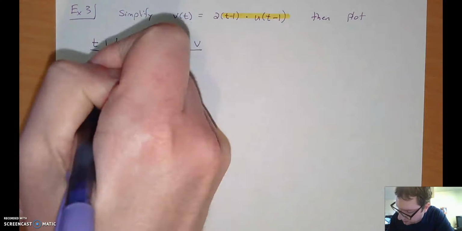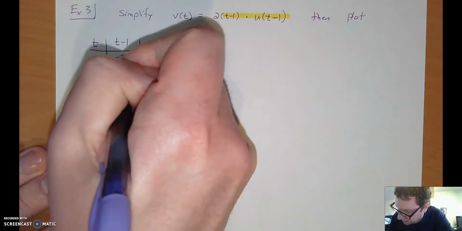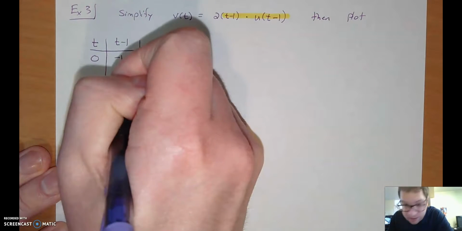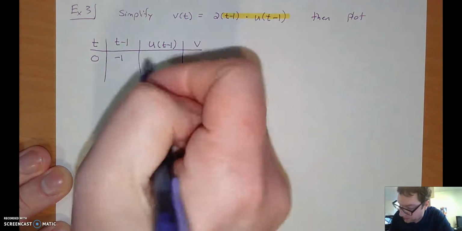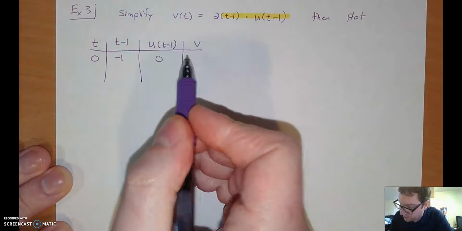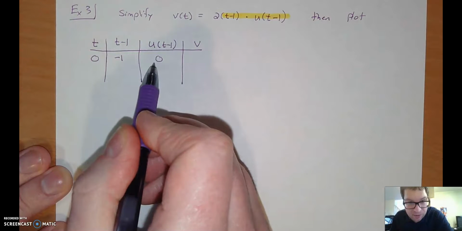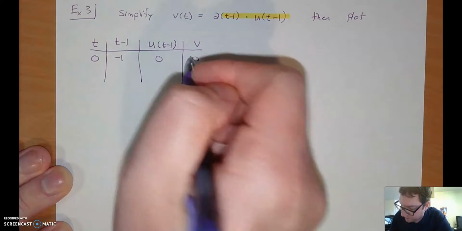So if I put in, say, 0, then t minus 1 is negative 1. U of a negative number is 0. Therefore, we're going to take negative 1 times 0, and we're going to get 0.